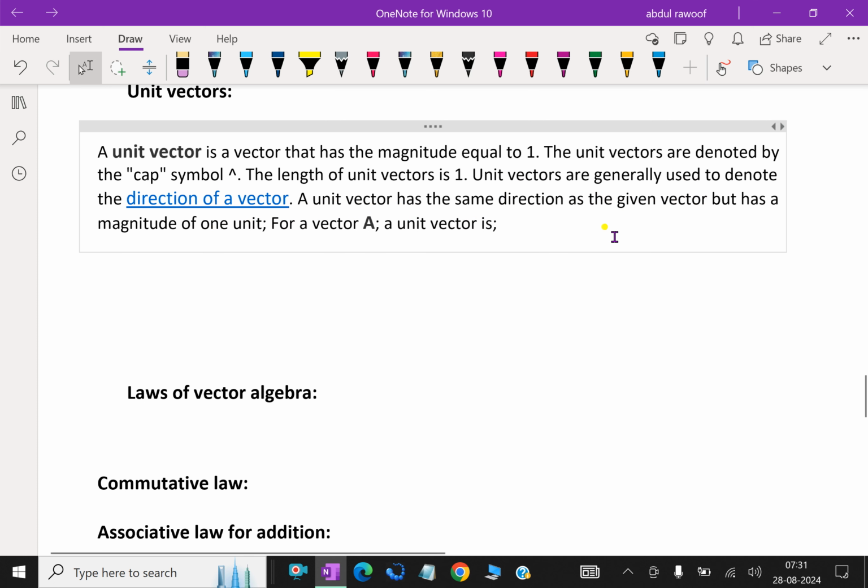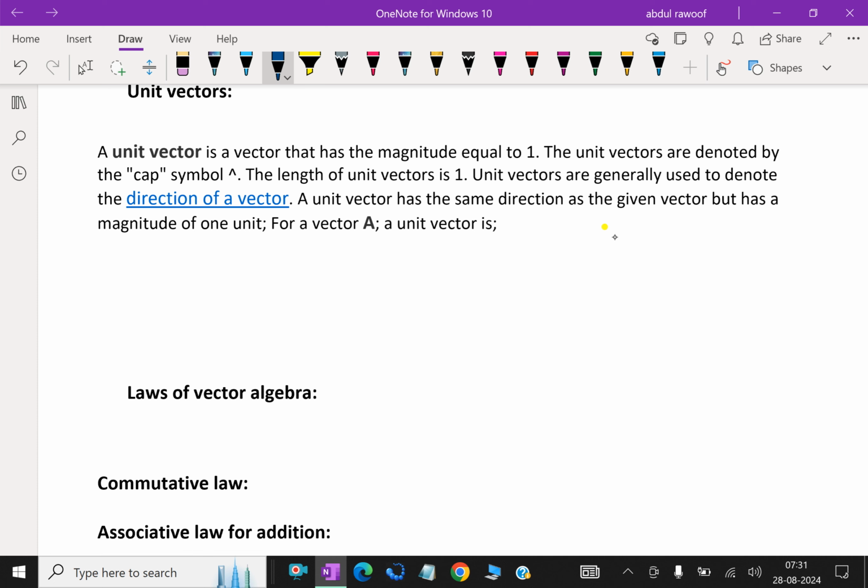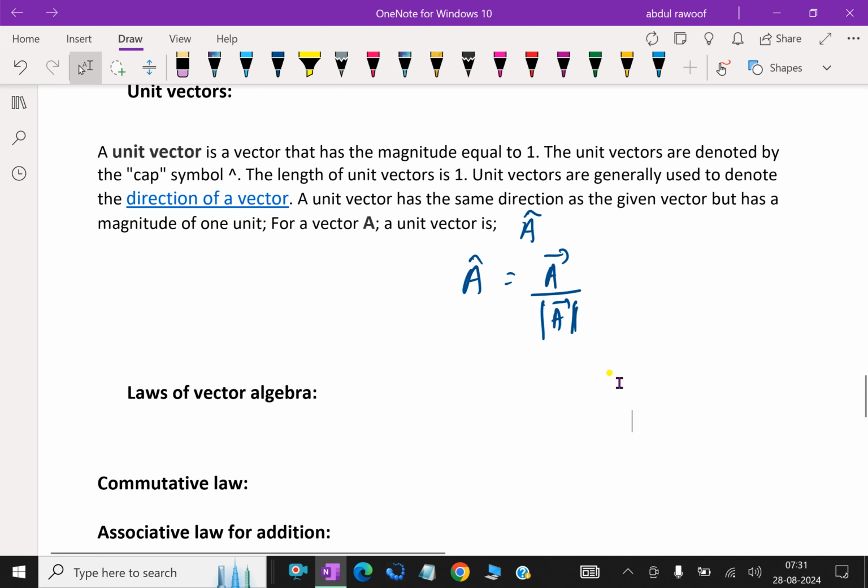For vector A, the unit vector can be represented as the cap vector, which is equal to vector A divided by the modulus of that vector A. Unit vector is equivalent to vector A divided by the modulus of that vector.